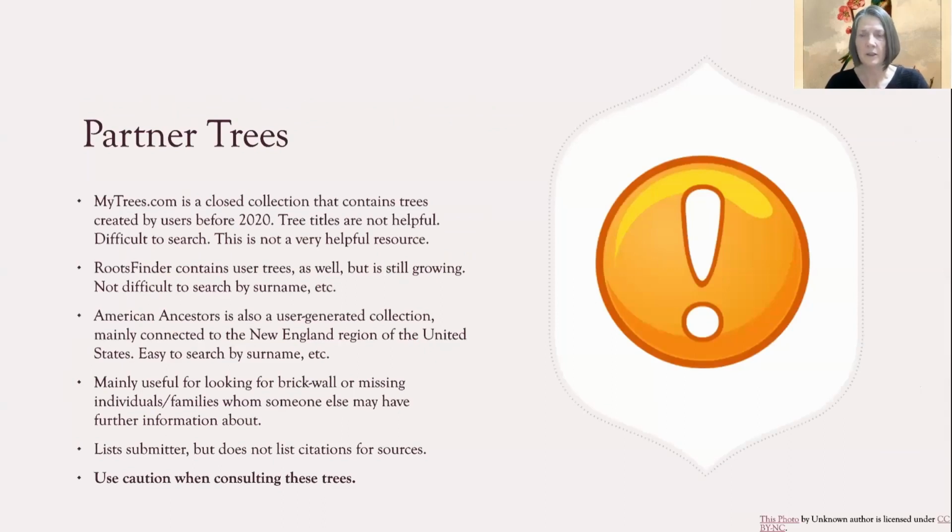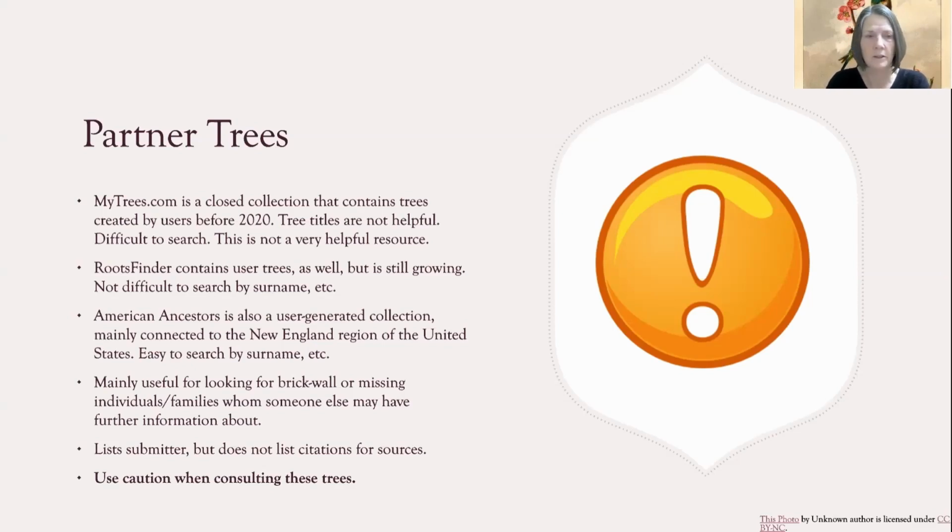The next one is partner trees. This was taken from mytrees.com. It's an older database that was started when the internet first was starting. They closed it in 2020. And the tree titles are not one bit helpful. They say nothing. They're just like a number or a name or some identifying thing. So it is difficult to search because the titles are not helpful at all. I think what they just did was took all the trees from that and just assigned one of these identity numbers. Roots Finder contains user trees as well.